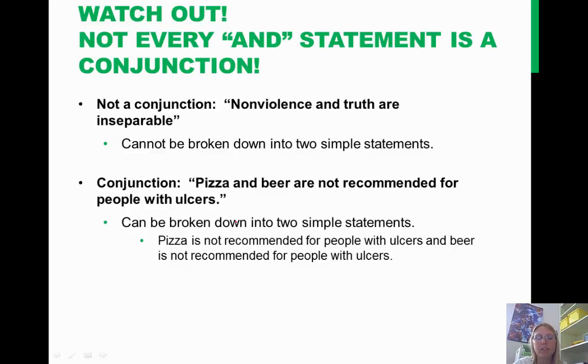This one, however, is a conjunction. Pizza and beer are not recommended for people with ulcers. It can be broken down into pizza is not recommended for people with ulcers and beer is not recommended for people with ulcers.